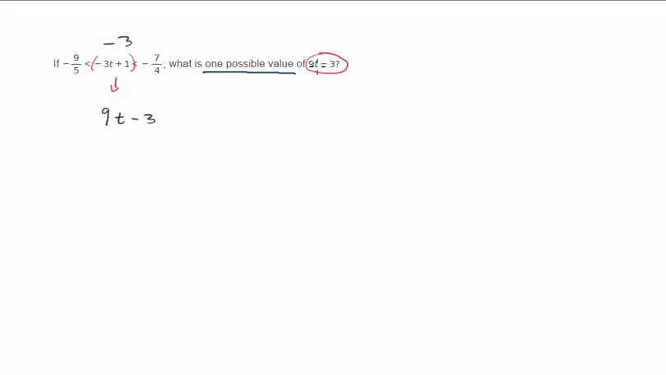Again, you could solve for t individually and then plug it back in. It's just going to take more time. So just with any equation or inequality, we have to multiply the whole equation, the whole inequality, by -3.